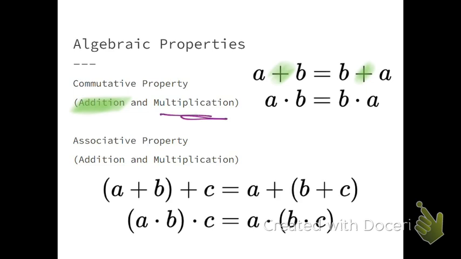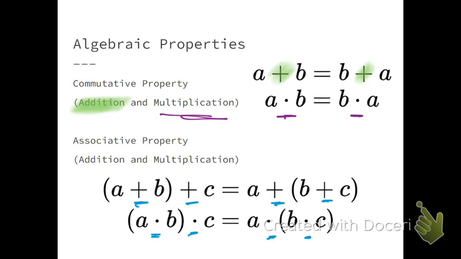Whereas this one here is your commutative property of multiplication. And it says the same thing. You can multiply in any order you want. So 2 times 3 is 6 and 3 times 2 is also 6. Same thing for the associative property. It is true for addition, and it is also true for multiplication.